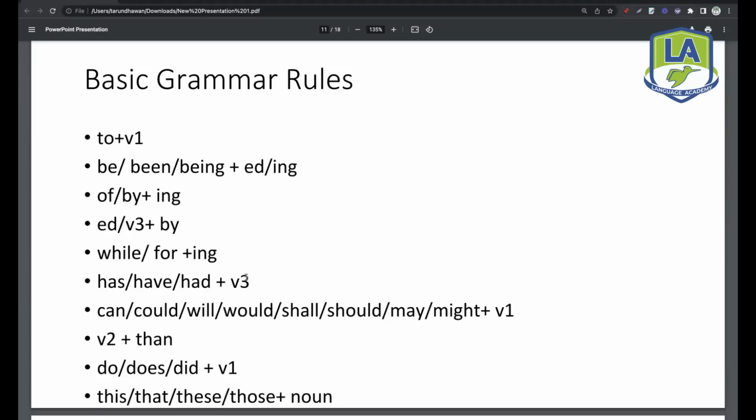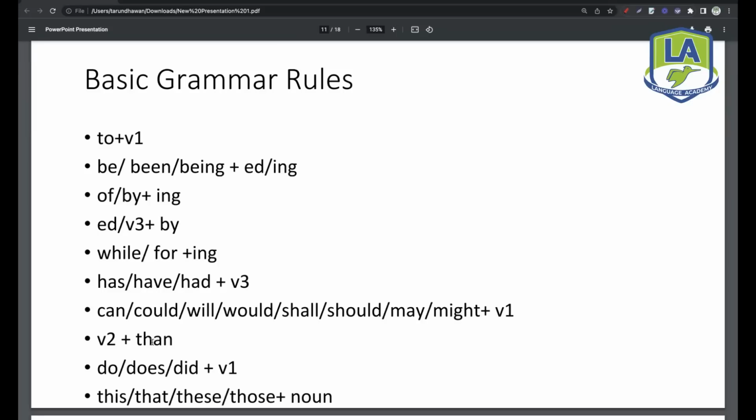Always V3. All the modals, can, could, will, would, should, shall, may, might, all of them come with the first form of verb. For example, he may come tomorrow. You cannot say he may came tomorrow, or even put an S with the modals. You cannot say he may comes tomorrow, or he may cames tomorrow, or he may coming tomorrow. It will always be he may come tomorrow, he shall come tomorrow, he will come tomorrow. So all the modals come with the V1 form of verb.